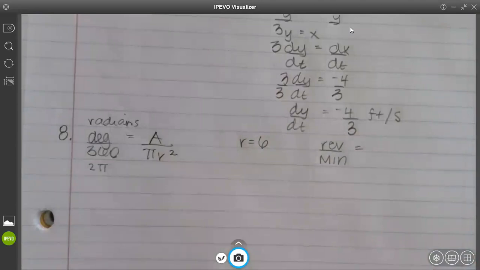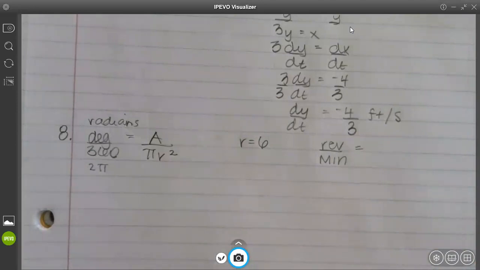Tell me, how many times does it go around the clock? Not once a minute, but once every 60 minutes. One revolution is how much? I get 60 minutes. Go back to 360 degrees or 2 pi.